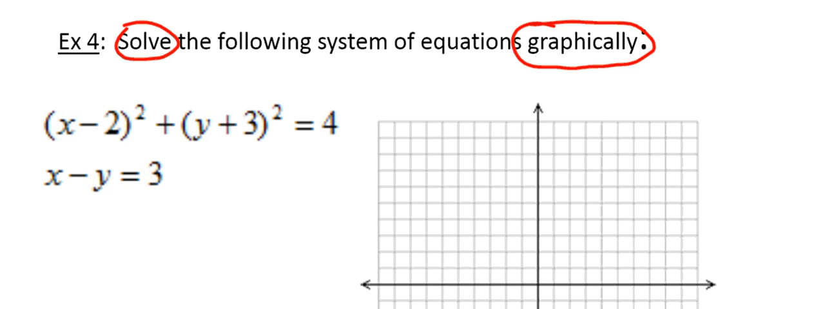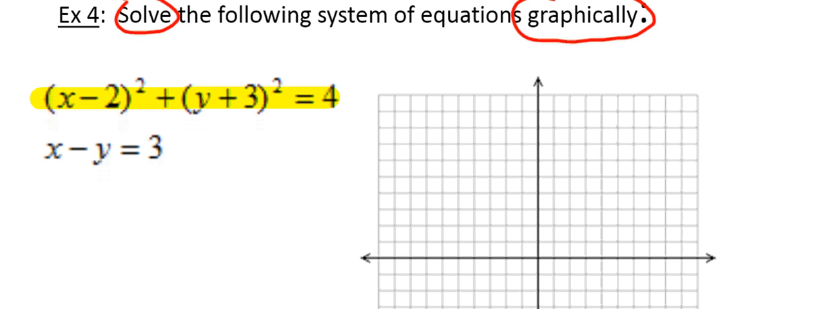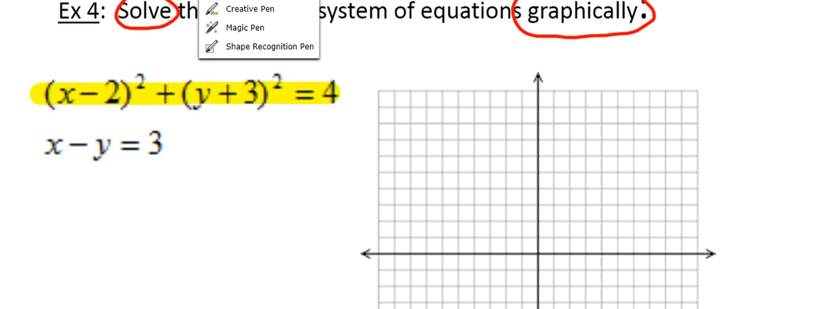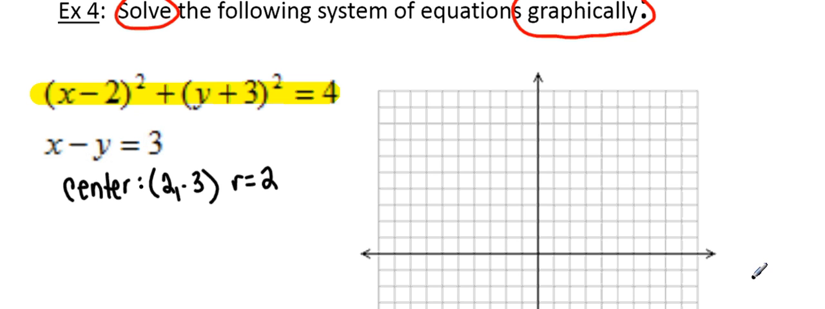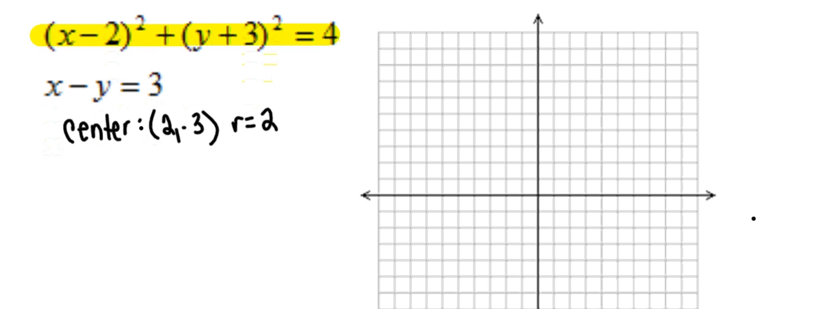So the first thing that I'm going to do is graph these 2 equations. I'm going to start with this first one. This first one is in that form that was familiar or introduced to us today. We know by looking at it that it's going to be a circle. We also know by looking at it that its center has coordinates (2, -3), and its radius has a length of 2. So I'm going to go ahead and get that circle graphed.